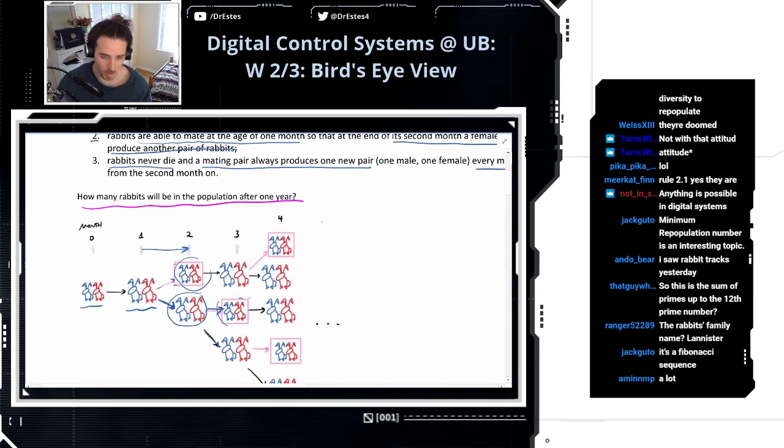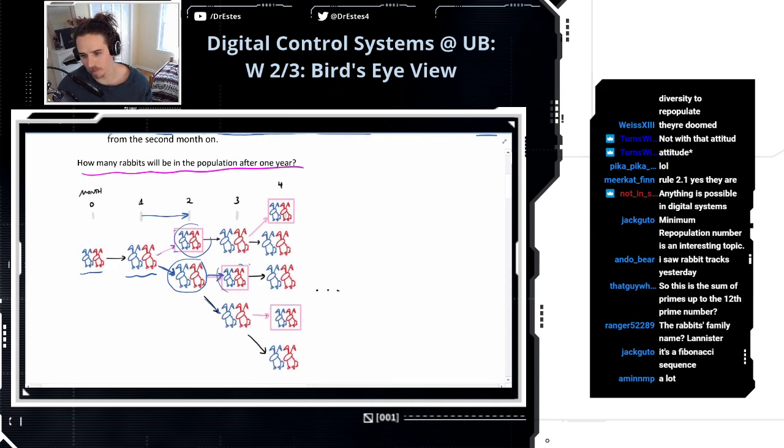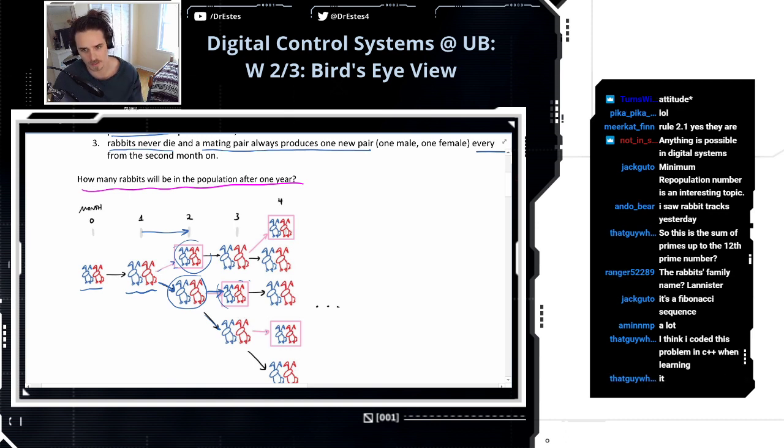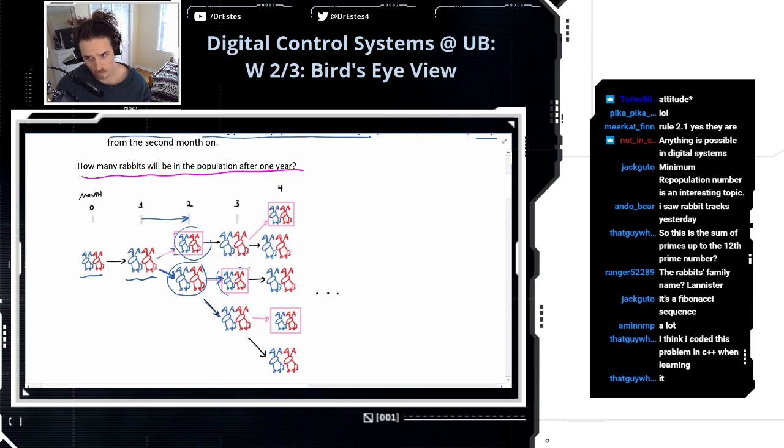I mean, you could draw out the rest of this. I would be very impressed if you continued. That guy who stinks. I think I coded this problem in C++. Very nice.